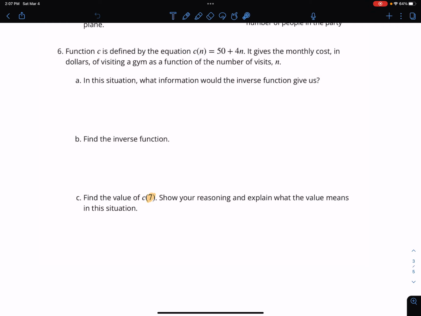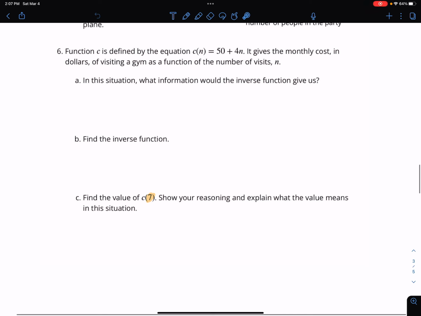So look for, there's always two things in these. For one thing, it's going to say gives the monthly cost, and then it's going to say as a function of the number of visits. So look at the two things in the sentence. Look at what it gives, and then look at what it is a function of. It gives the monthly cost, and it's a function of the number of visits. And you know what the inverse means? Inverse means opposite. We're just going to switch those two things around. So if you got an inverse function, it's going to give you the number of visits as a function of the monthly cost.